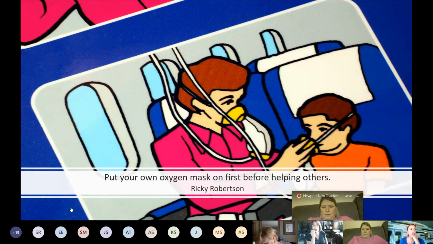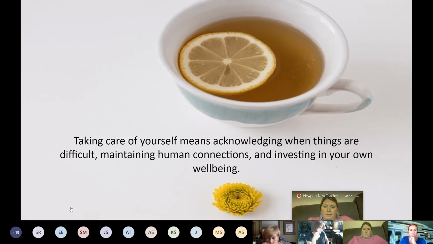And the truth is, in education, you're going to have days where the balance is way off, and that's okay. Sometimes, we're putting a lot more into work than our home life, and then other days it's the opposite. But the key is to make sure that we do tend to ourselves. So ways we can do that.